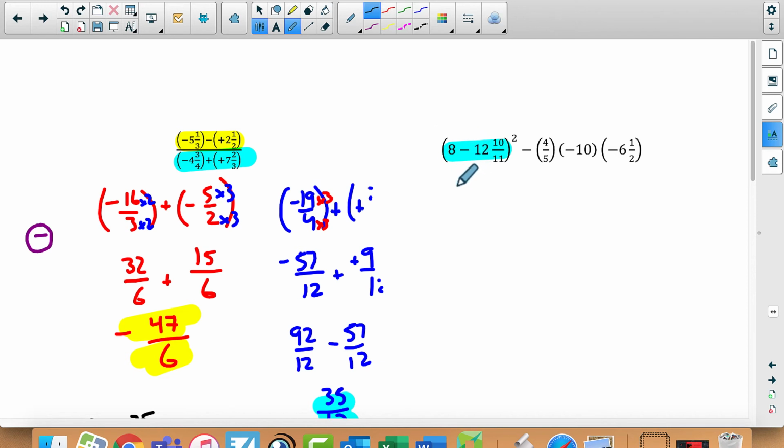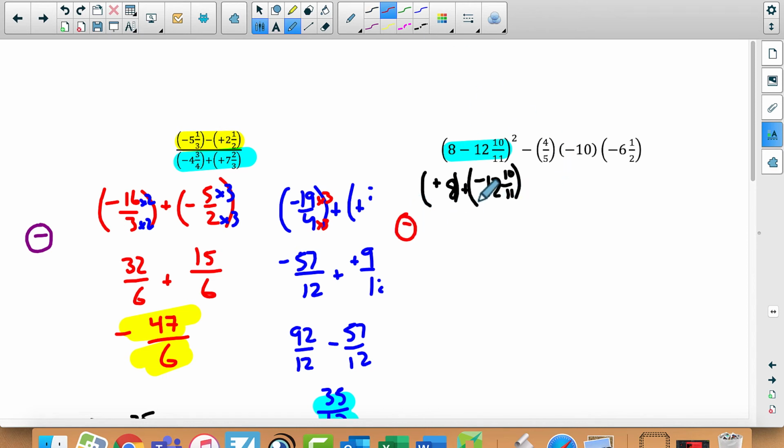Let's make it an adding question. So it should be 8, or positive 8, plus, and this is a positive 12 here, so it should become a negative 12 and 10 11ths. Put those in brackets if you want. So what do you have more of, positives or negatives? Definitely more negatives this time.